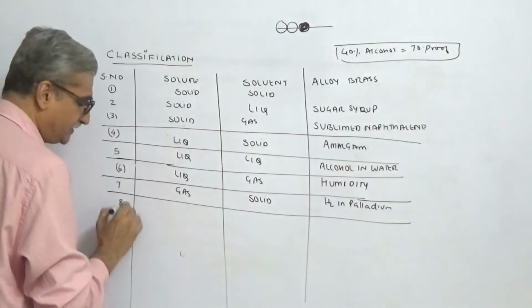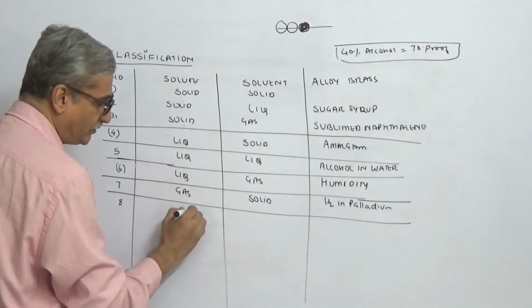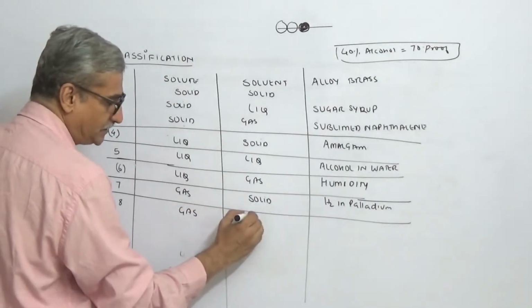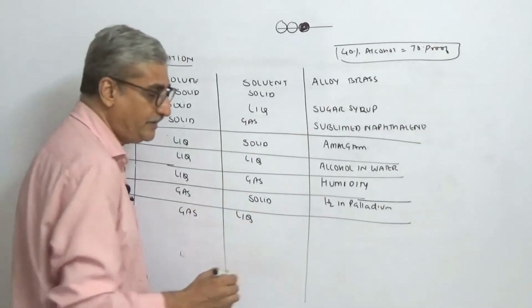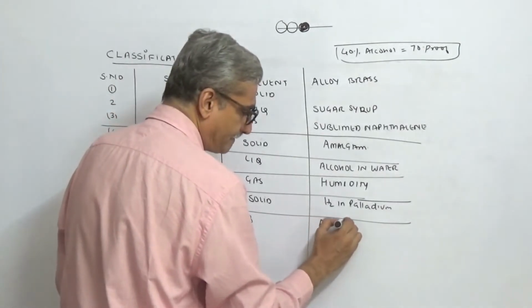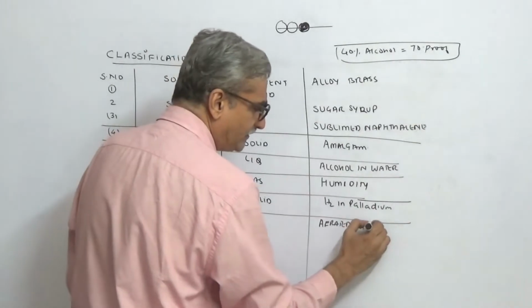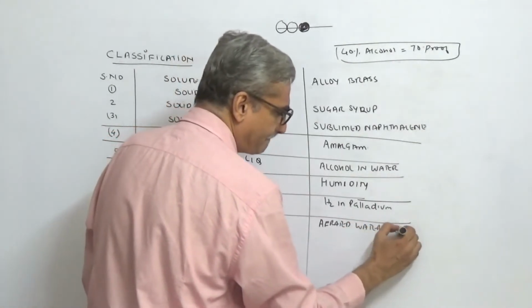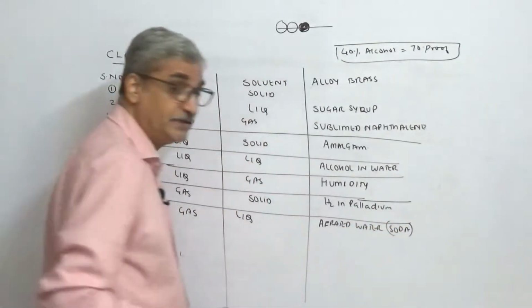Then the eighth one is gas in liquid. Gas dissolved in liquid can be aerated water. What does aerated water mean? Soda. Very important. We are going to come to this.